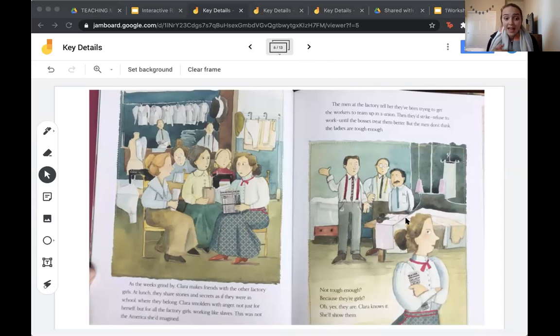Everyone stop and think about what key detail may be included on that page. I want everyone to turn to a partner or a friend and talk about the key detail you talked about, then write it on a sticky note. Time to pause the video.